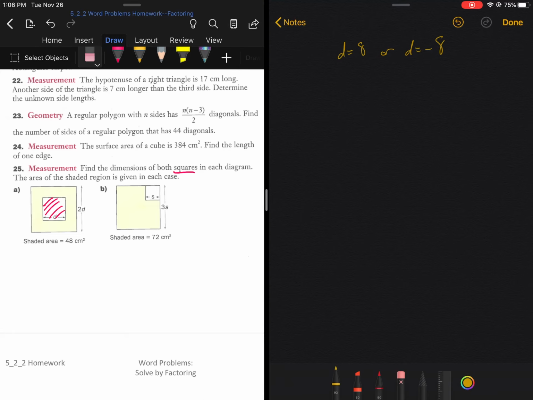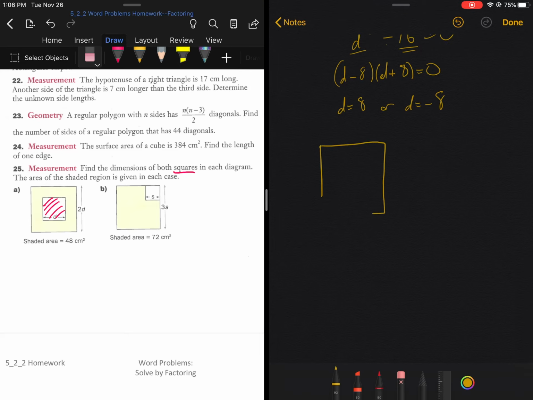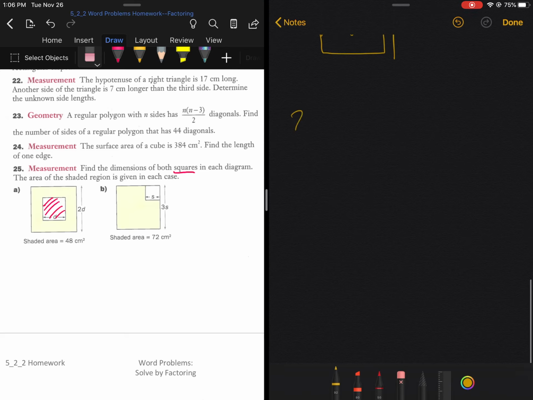That was fairly straightforward. The area in the shaded region, find the dimensions. There we go, we found the dimensions. Okay, so basically what that means is from here to here is 16, and from here to here is 8, 8, 8, 16. Make sense? Let's look at 25B.